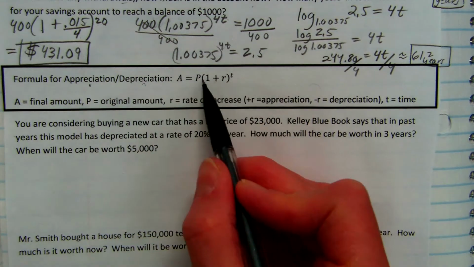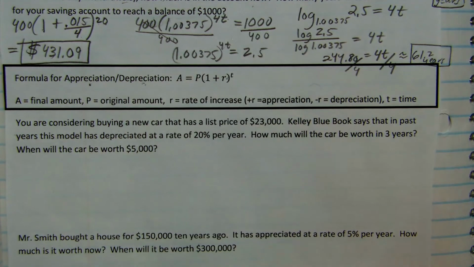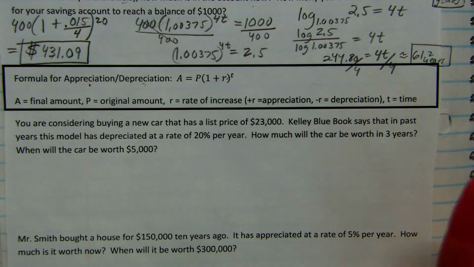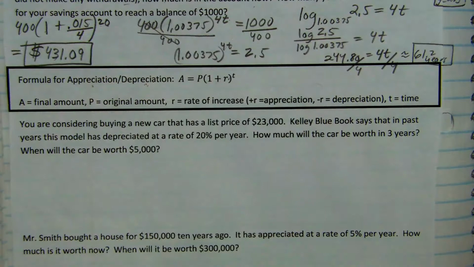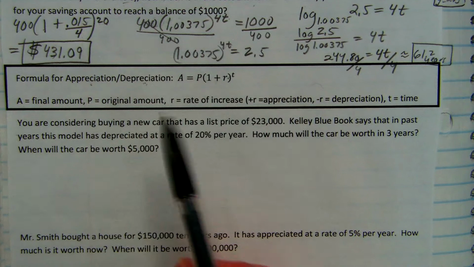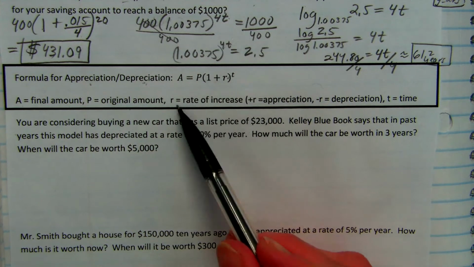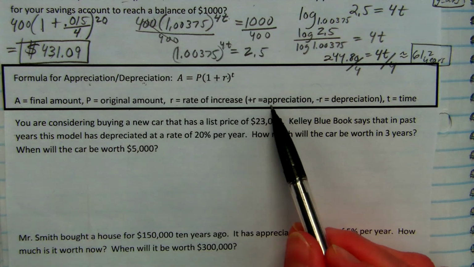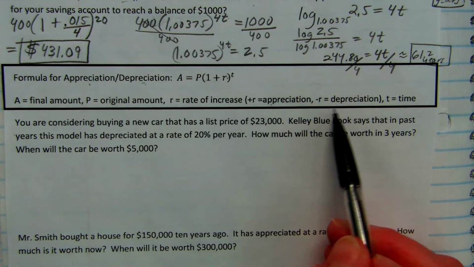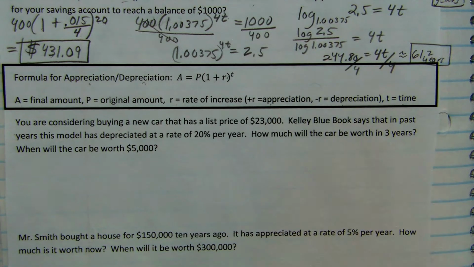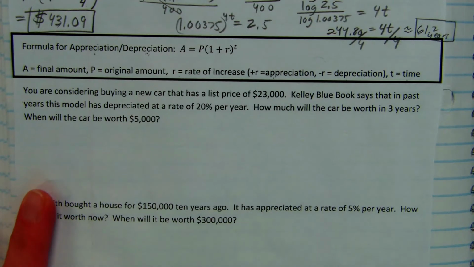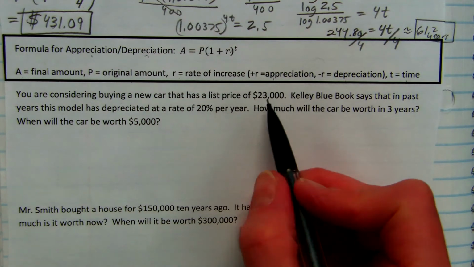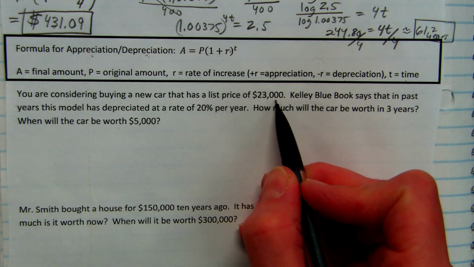All right, so this is the formula. It's based off of the same basic formula as compound interest, except that we're not compounding it quarterly. It's usually just like an annual thing. So A is the final amount, P is the original amount, R is the rate of increase or decrease. If it's appreciation, you do plus. Depreciation is minus. Time is T. Okay, so it says you're considering buying a new car that has a list price of $23,000.